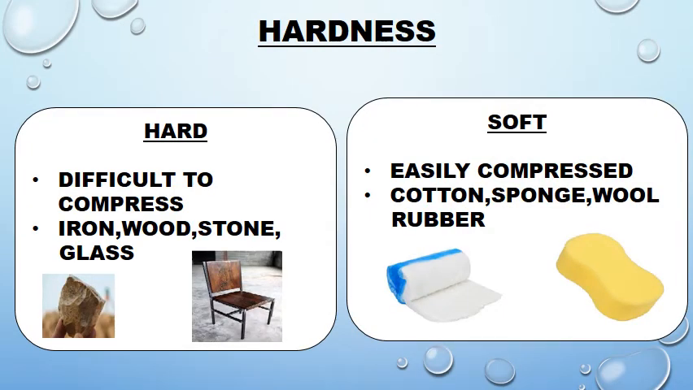Now the next property is hardness. Based on hardness, the materials are classified as hard and soft. The materials that are difficult to compress, for example, iron, wood, stone, glass, etc., are classified as hard materials, whereas materials that can be compressed or stretched easily are known as soft materials. For example, cotton, sponge, rubber, etc.